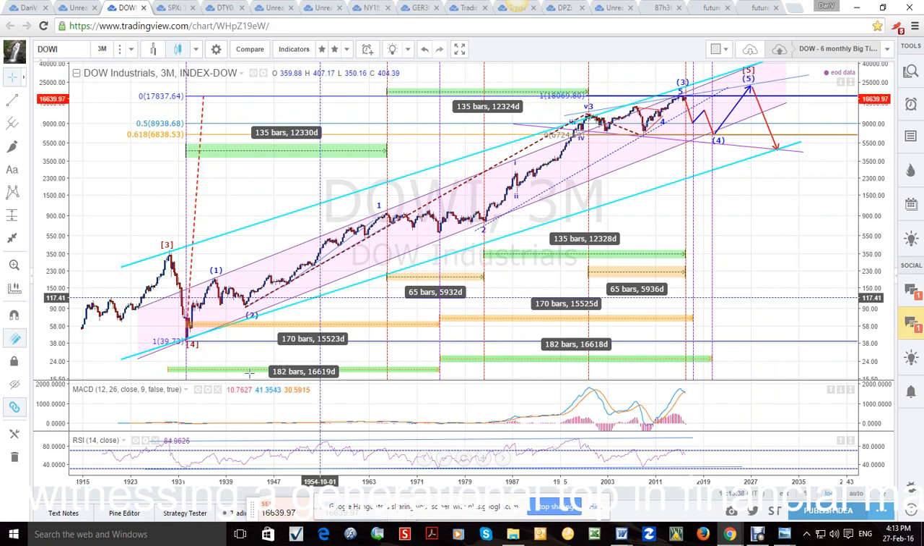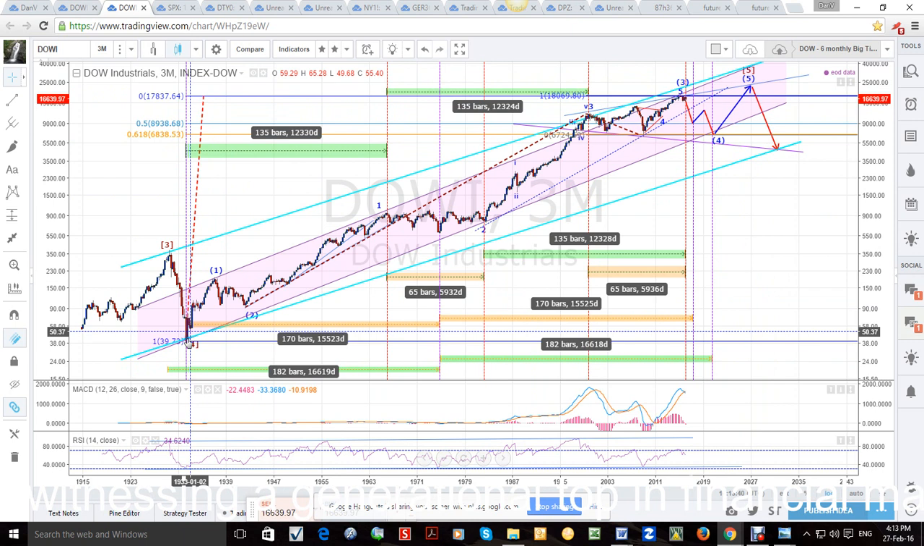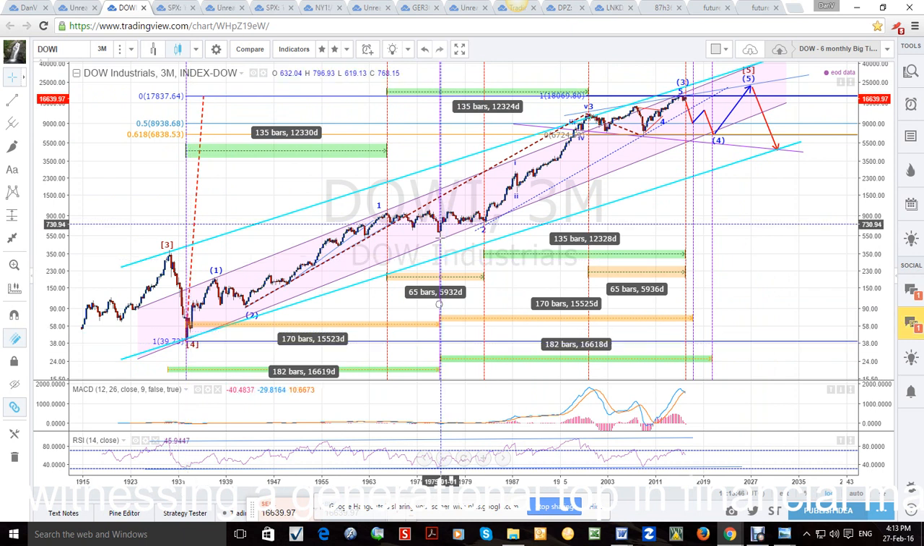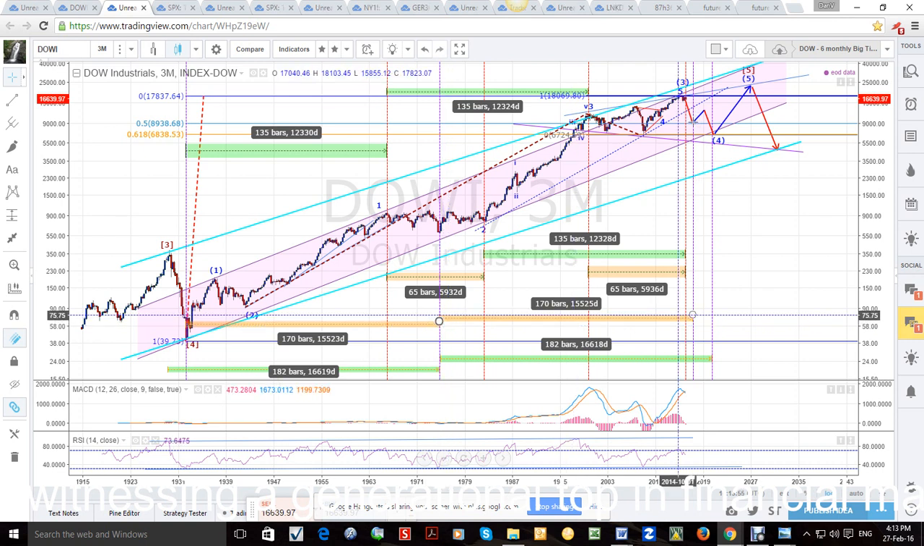Then similarly, if I measure the low of 1932 and take it to this low back in 1975, that measures 170. So I'm projecting 170 from there, and it brings me around here, which is just around 2017. So in other words, sometime in the future.